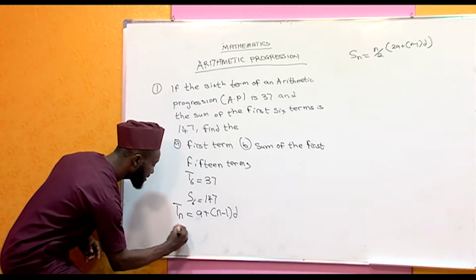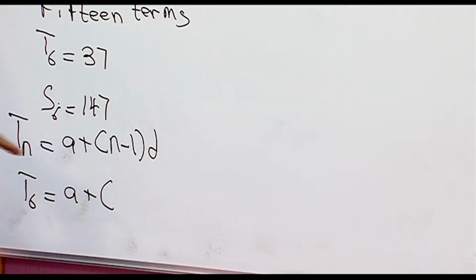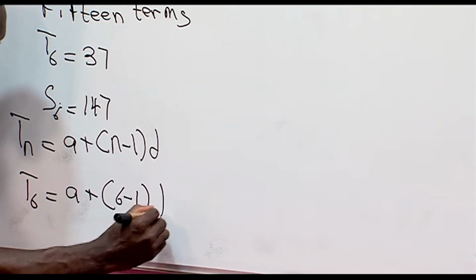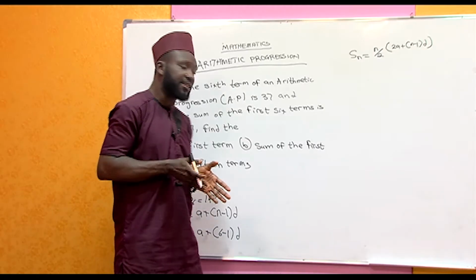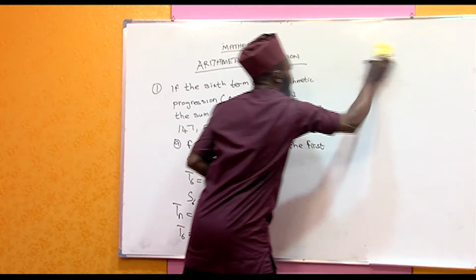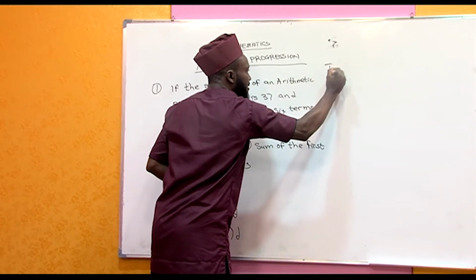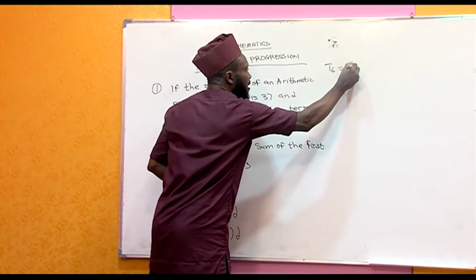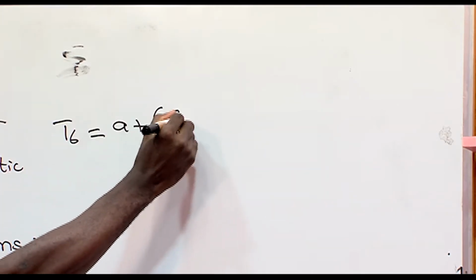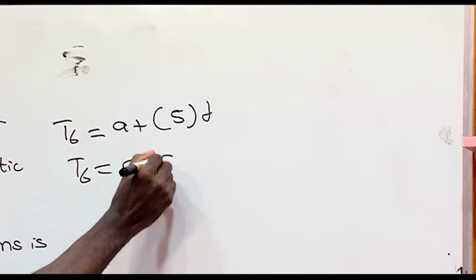So I have my T6 equals a plus, open bracket. Instead of n, I will replace it with 6. Then I will have 6 minus 1, close the bracket, multiply by d. Then 6 minus 1 is going to give me 5. So my T6 is equal to a plus, open bracket, 5, close the bracket, multiply by d, so that we have T6 equals a plus 5d.